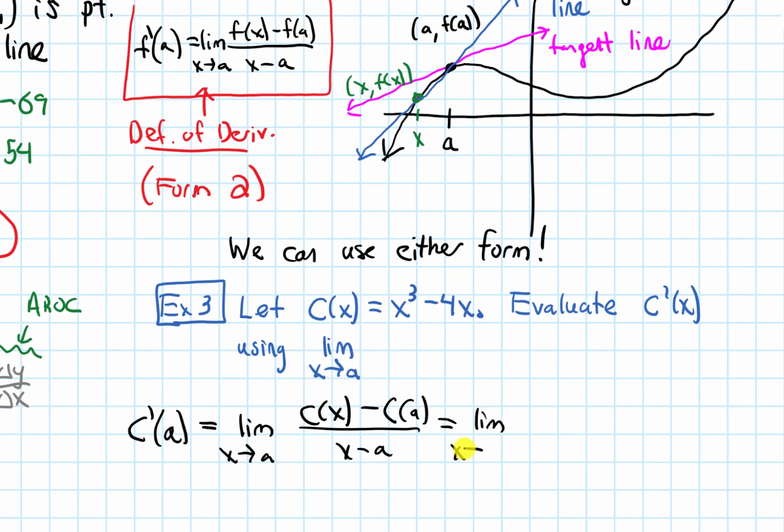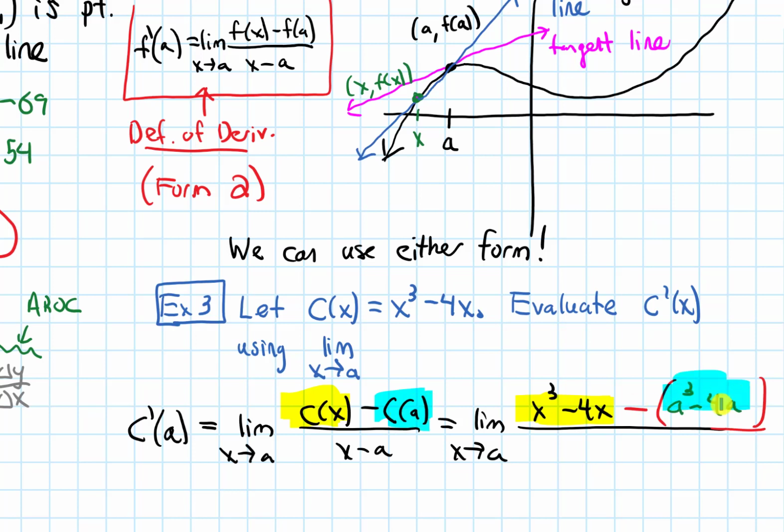With the limit as x approaches a, f of x is this function, x to the third minus 4x. So that is f of x. And now we have to subtract all of f of a. So let me put a big parentheses, so I know how to subtract everything that comes after it. And for f of a, I plug in a for my x to get a cubed minus 4a.